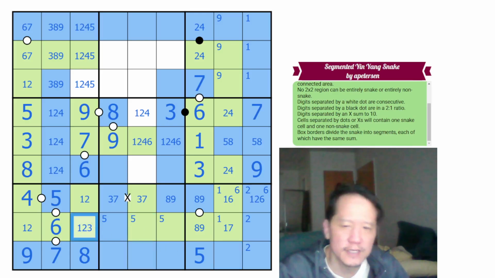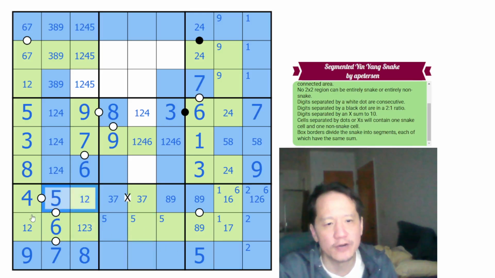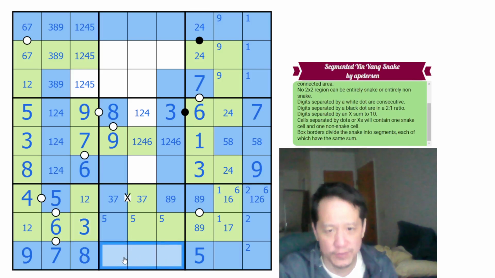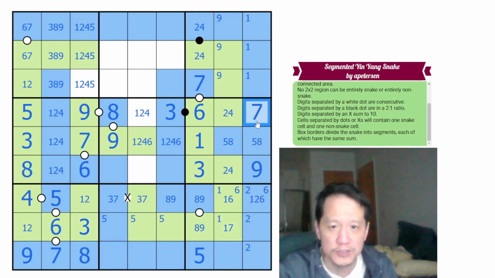And this can't be... where's the 3 now in box 7? It has to be here. So this is a 3. This can't be 3. So 7... oh, where's 7? 7 can't be here. 7 can't be here.